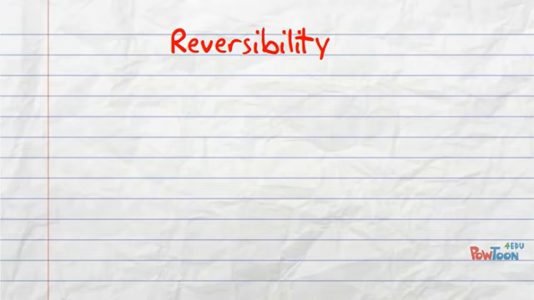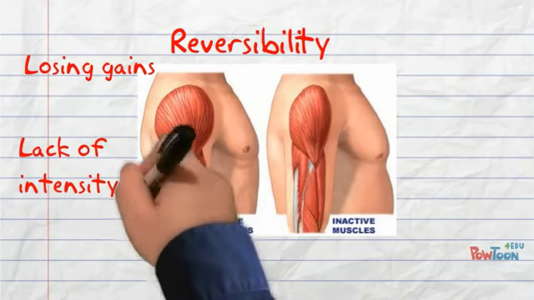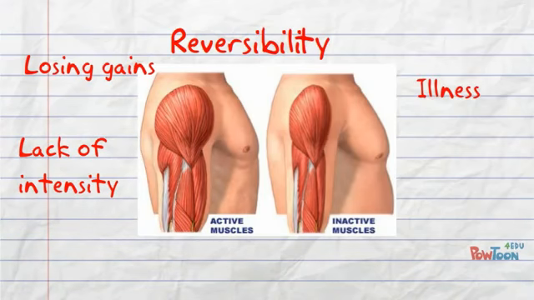Without adaptation and rest and recovery, reversibility might occur. Reversibility is losing all fitness gains due to training lacking intensity, an athlete becoming ill, or an athlete losing interest in not completing the training program.